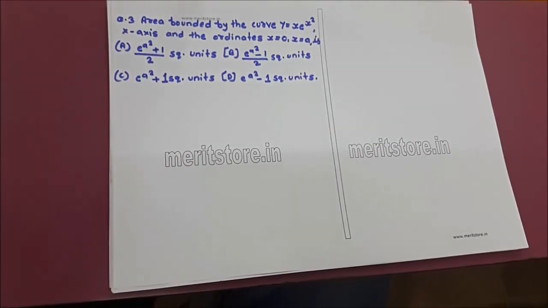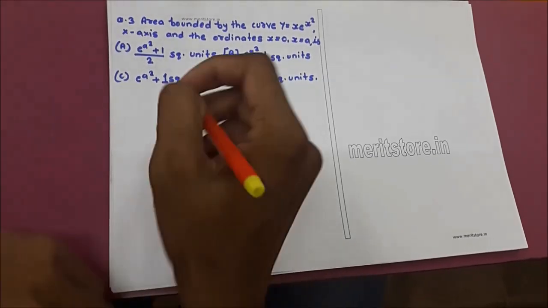Question 3. Area bounded by the curve y equals x into e raised to x square, the x-axis and the ordinates x equals 0, x equals a is. We have four options: A, e raised to a square plus 1 by 2 square units; B, e raised to a square minus 1 by 2 square units; C, e raised to a square plus 1 square units; D, e raised to a square minus 1 square units.